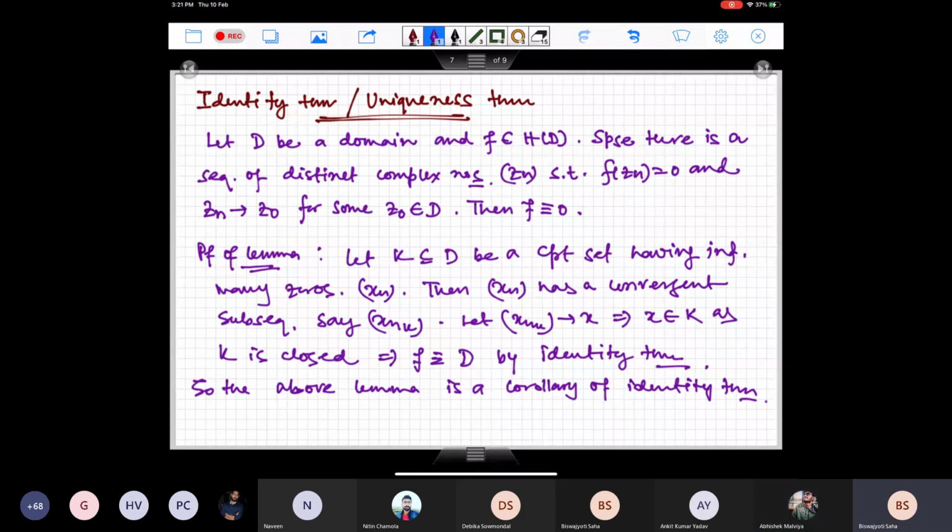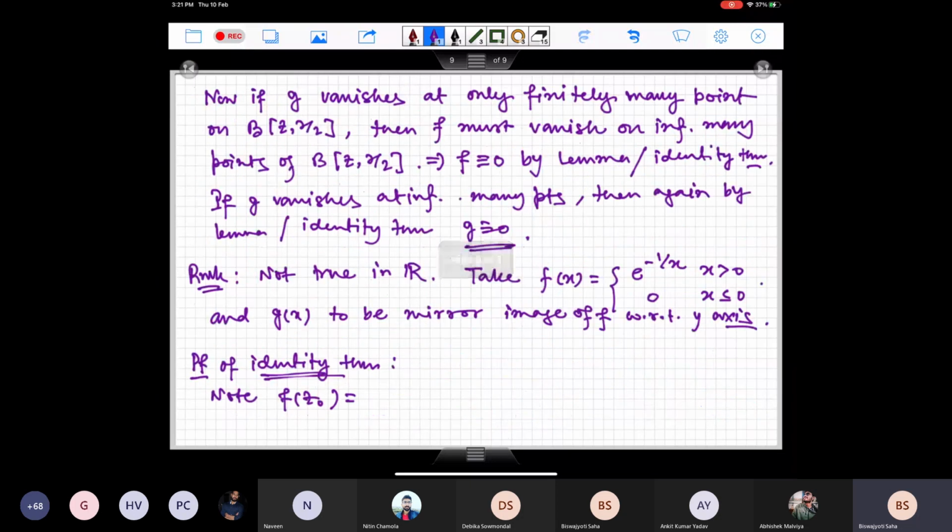Why is it 0? By the limiting cycle, f is identically 0. If I just think of this as a continuous function, then using that I get f of z naught is 0. Fine.